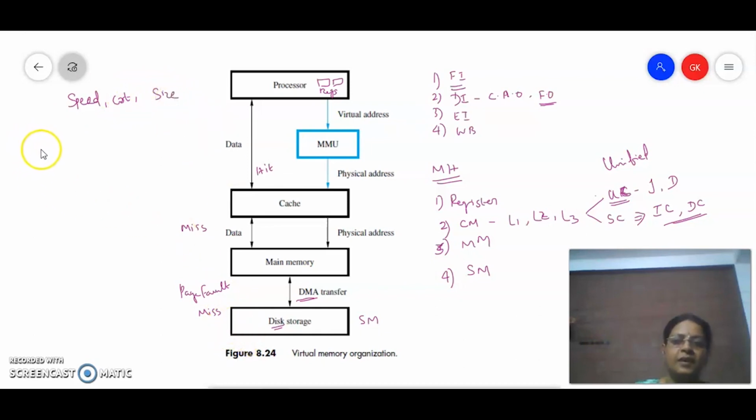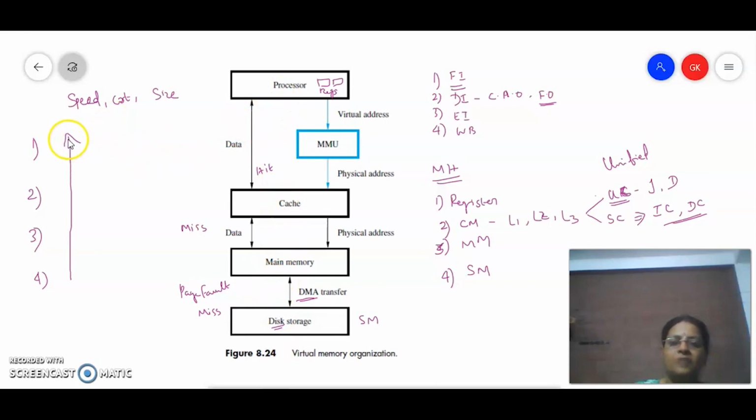Suppose the first level is the registers, then we have the cache memory, then we have the main memory, then we have the secondary memory. If I organize the different levels in this direction, then as I go towards the CPU, from the farthest level to the innermost level, the speed is going to increase. That means the speed of the disk storage is going to be less when compared to the speed of the cache, or the speed of the registers. So as we go nearer to the CPU, the speed will be more.